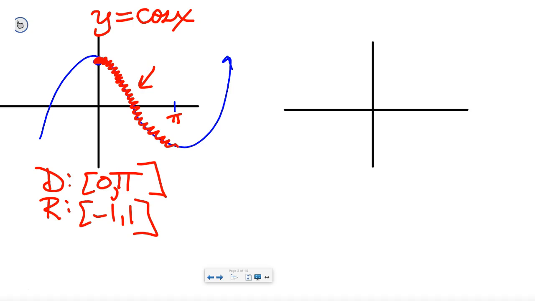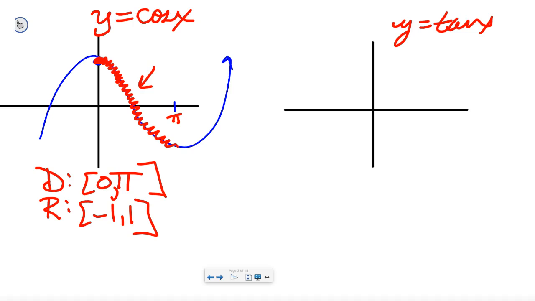You guys remember what the tangent graph looks like? You ought to. It does that kind of cubic-y shape, but where are its asymptotes? Let's put tangent on here. Where are the asymptotes of the tangent graph?